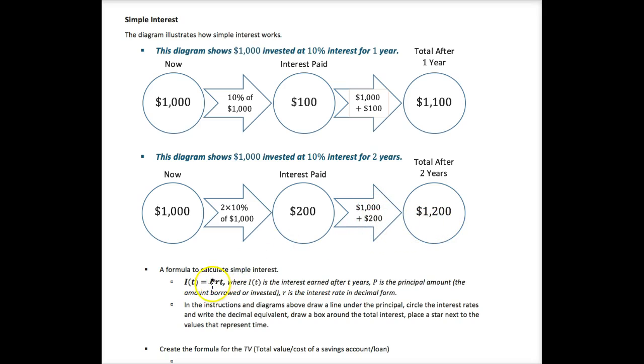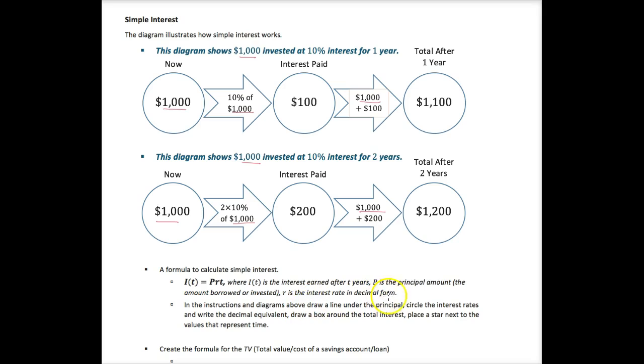What I want you to do is look at this formula. The formula is interest over time is principal times rate times time, and you can see all this in the instructions in the diagram above. Draw a line under the principal. Okay, so here we go. Here is a principal. This is a principal all the way through here. This number here, 1,000. Let's just find them all. All of these are 1,000. So we're indicating where our principal is.